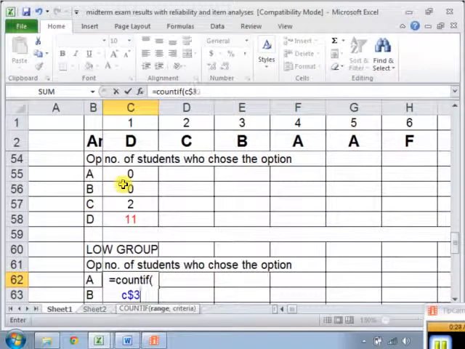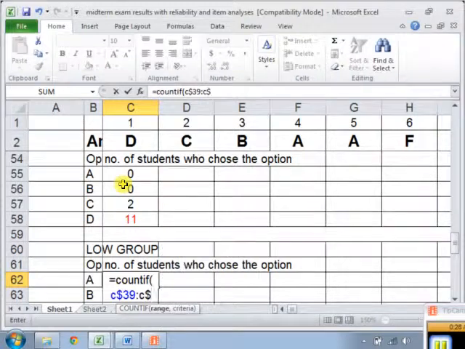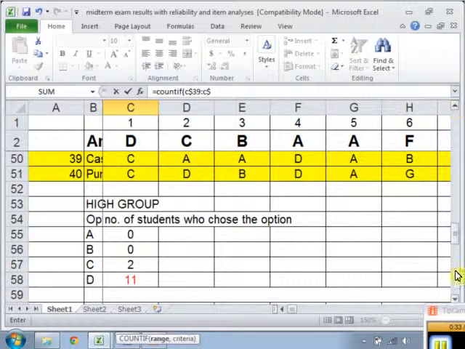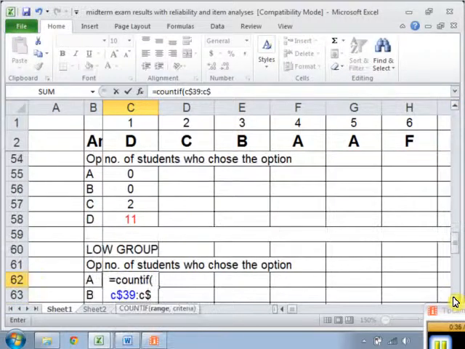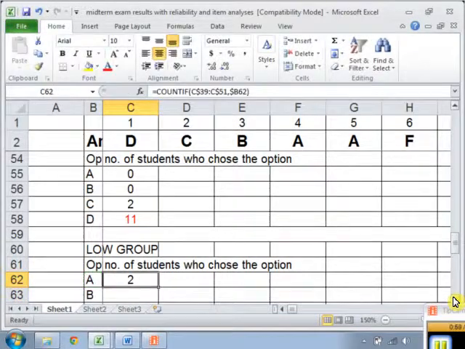Dollar sign, C dollar 39, C dollar 51, comma, dollar B, what? B62, because that's the location of your A. B62, right? Okay, so we go to 2, and then we drag that.